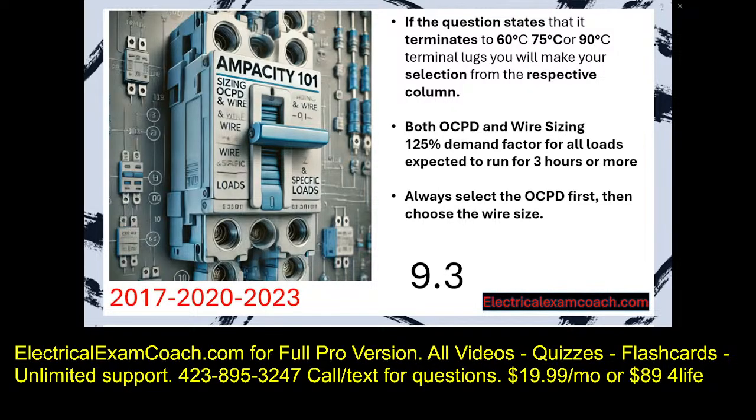And we will always select the overcurrent protective device first, and then we'll choose our wire size. It'll make more sense why we do that once we start sizing services in the next lesson, and once we get into larger amperage questions like 1,000 amps or greater, which we'll learn in the lesson after that one. Let's get to it.